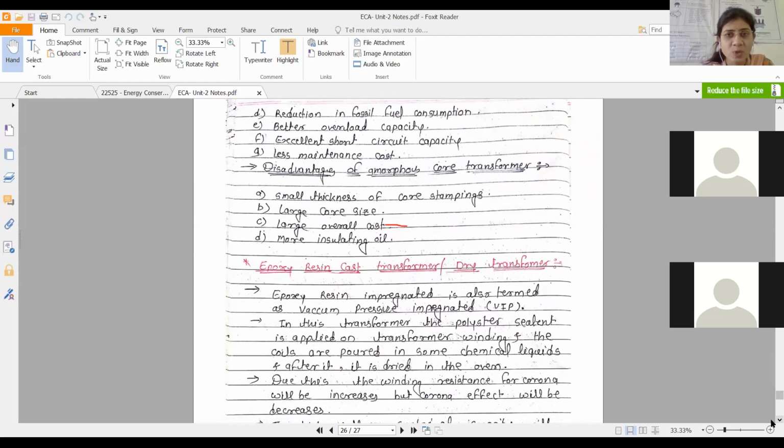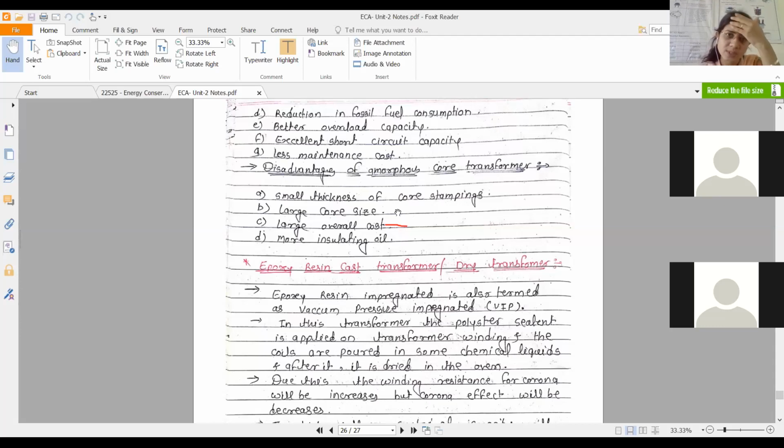After that, the disadvantages: small thickness of core stampings, large core size, large overall cost, and more insulating oil. तर जी काही थिकनेस आहे तर ती कमी असल्यामुळे जर इन केस जे काही ट्रान्सपोर्टेशन वगैरे करतो किंवा व्हायब्रेशन जर जास्त जनरेट झाले सो इट विल बी रिस्पॉन्सिबल फॉर द मेकॅनिकल डॅमेज. अदरवाइज इट विल बी greater to the, or we can say the energy saving or a highly efficient material which saves the energy.